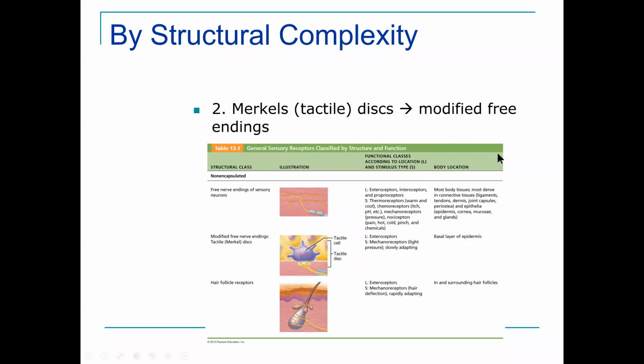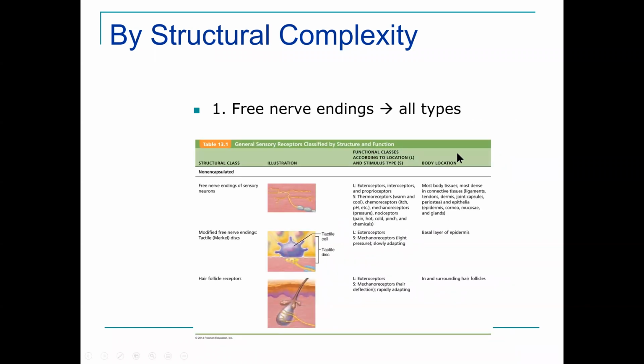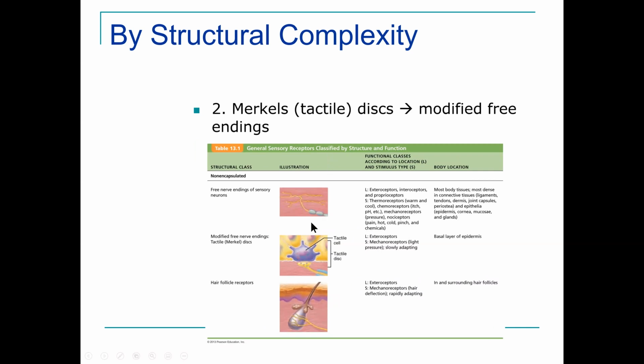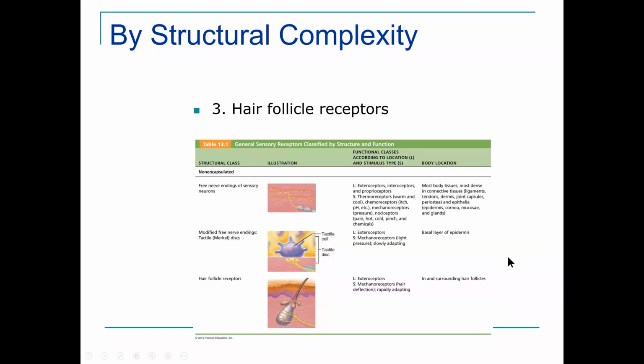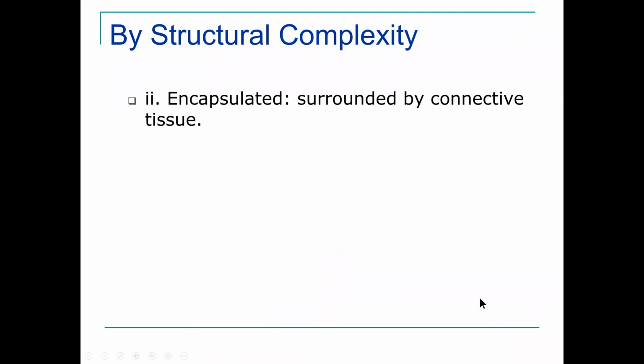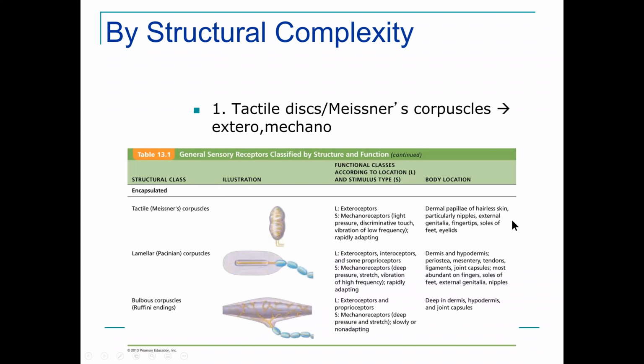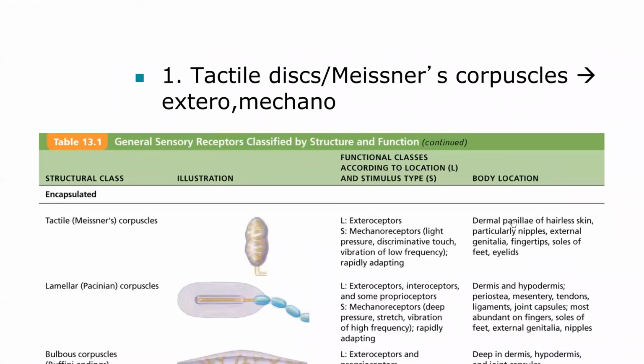Those are the three basic types of free nerve endings. Free nerve endings are just free nerve endings, all types. Merkel's are tactile discs. They are modified, but they're still free nerve endings. And obviously we have hair follicle receptors that monitor any touch to the hair. We can have encapsulated receptors, which are surrounded by connective tissue.